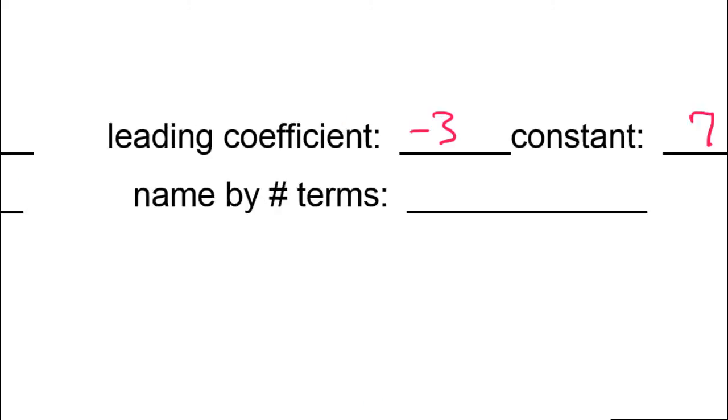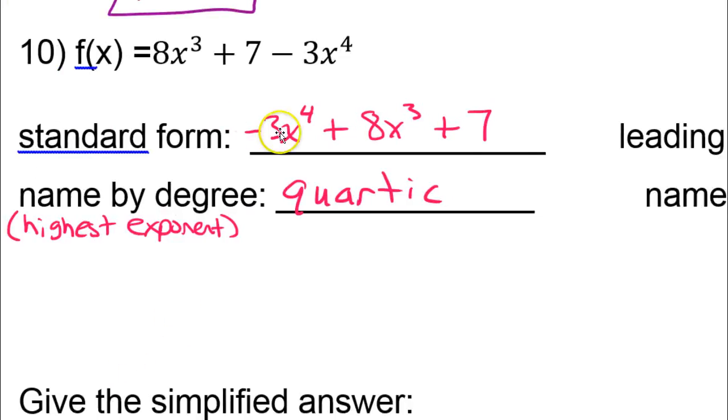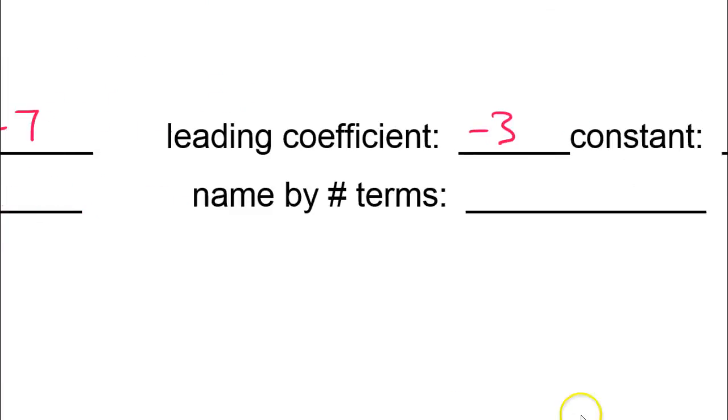Okay, so let's see. So how many terms did we have here? We have 1, 2, 3 terms, so we call that a trinomial.